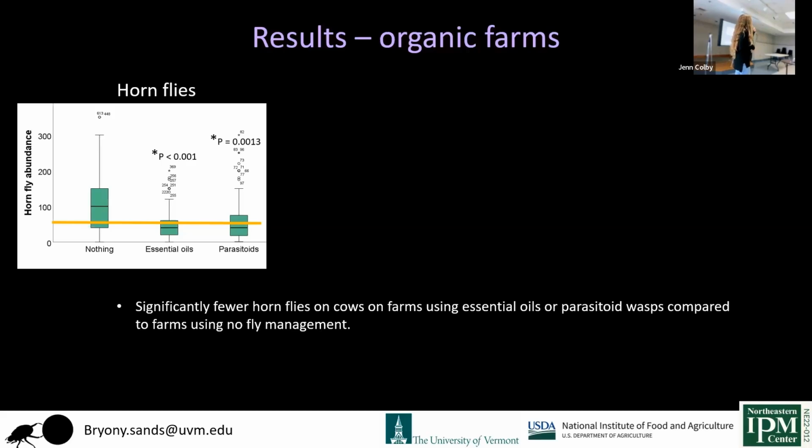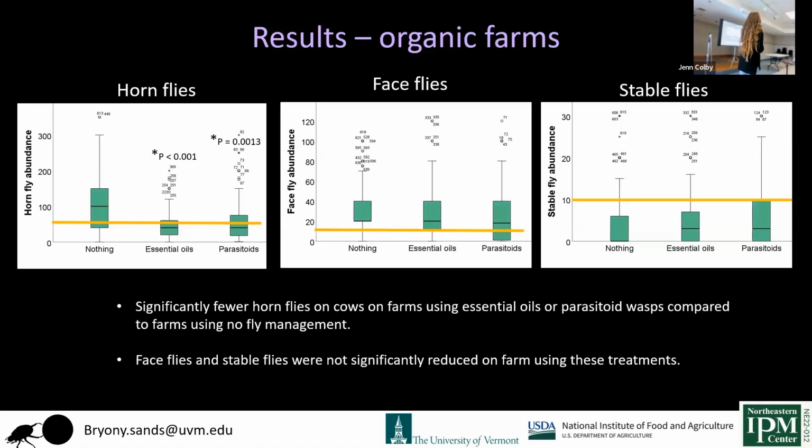So that is encouraging that these alternative strategies can help to suppress fly numbers and to put them generally below the economic threshold levels. However, for face flies and for stable flies, neither of those strategies significantly reduced populations. And particularly for face flies, populations on all of these organic farms were above the economic thresholds. Stable flies, less of an issue, they're always below the threshold anyway.